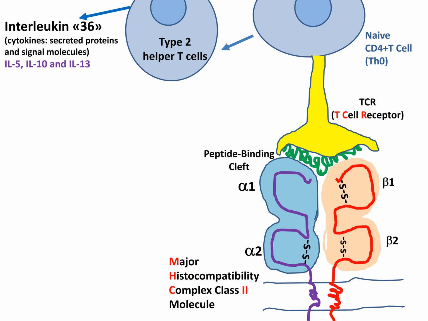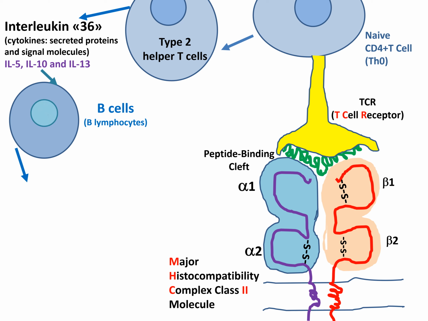So here they are going to produce, for example, different types of interleukin. We now have around 36 different types of these proteins. The major ones that will be producing an effect are interleukin 5, 10, and 13. Those are going to promote the B cells to produce immunoglobulin E. The other name for the B cells is B lymphocytes.